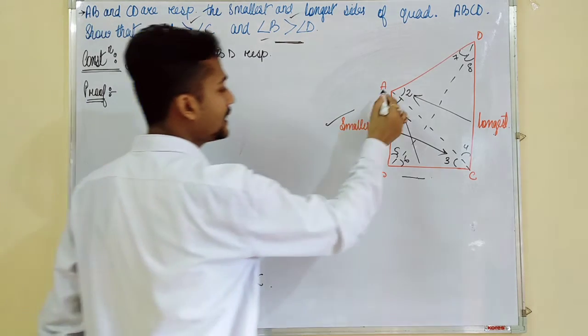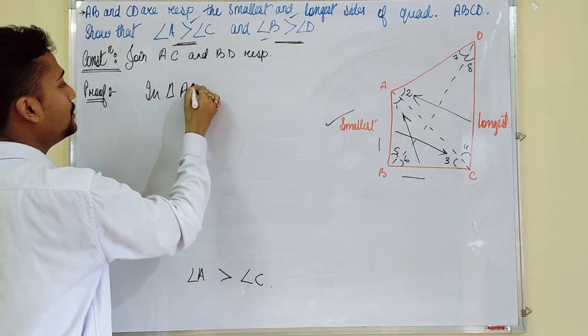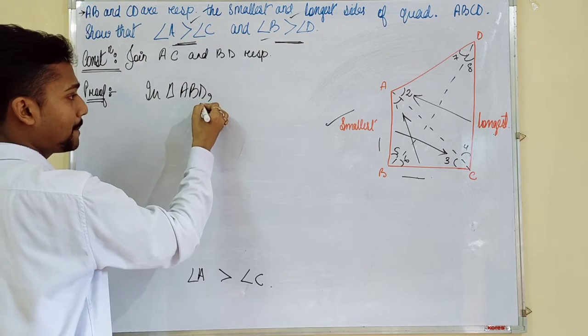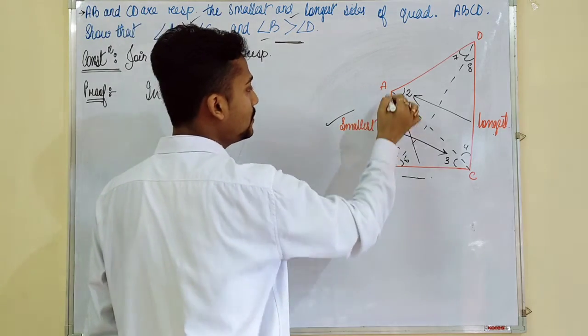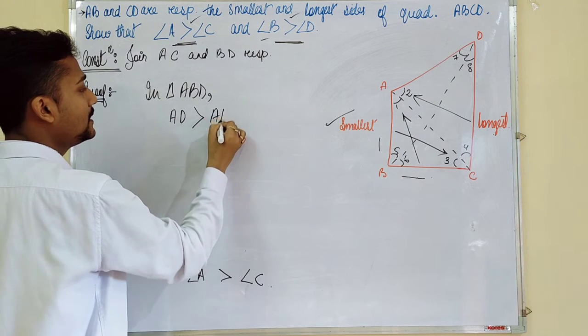Next part, triangle. I will take ABCD. In triangle ABD, this is smallest. Yes or no? That means this will be greater. I will be using the greater than symbol. AD is greater than AB.